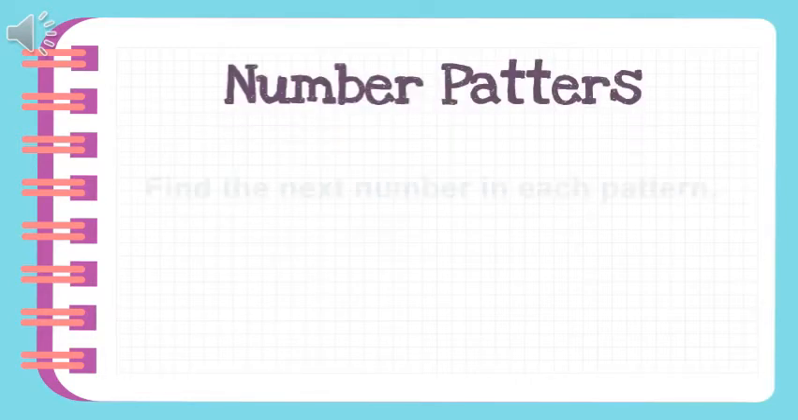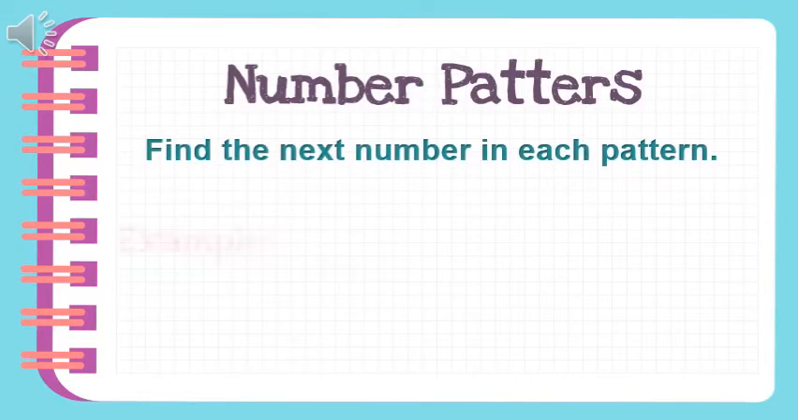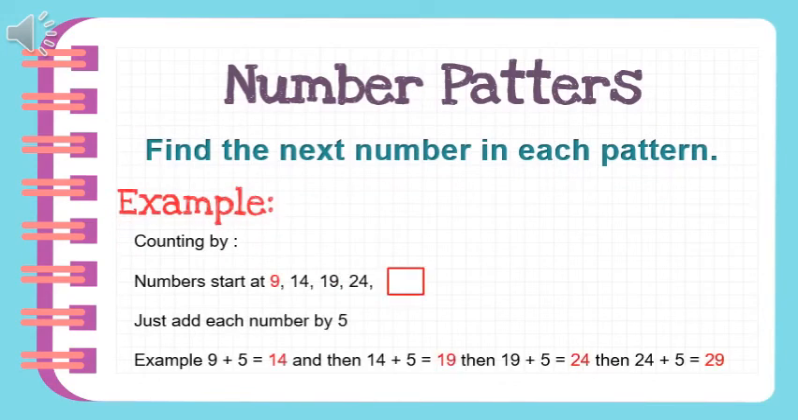Let's find the next number in each pattern. For example, this is counting by 5. Numbers that start at 9, 14, 19, 24, and blank. We are going to just add each number by 5.